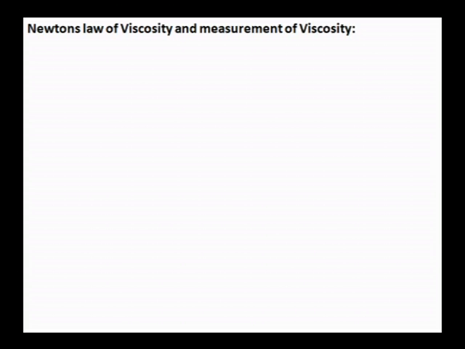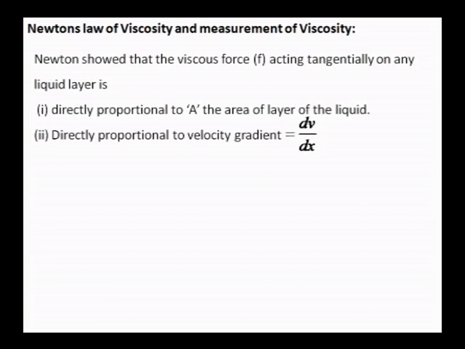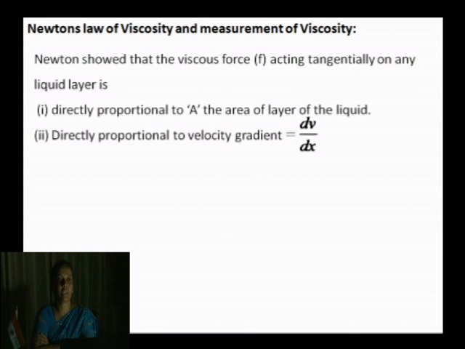Next, let us see Newton's law of viscosity and how to measure the viscosity of a liquid. Newton showed that the viscous force F acting tangentially on any liquid layer is directly proportional to the area of the layer of the liquid and also directly proportional to the velocity gradient. So, F is directly proportional to the area of the layer and also directly proportional to the negative velocity gradient, minus dV by dx.